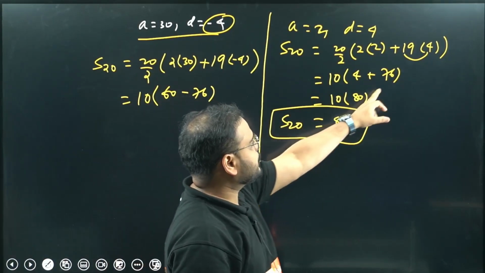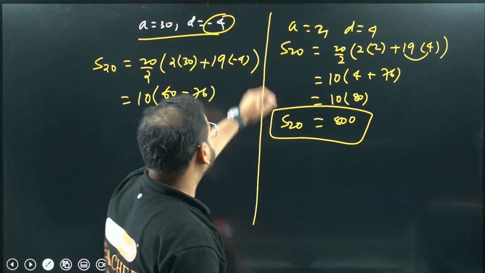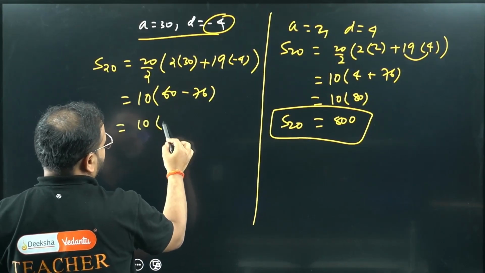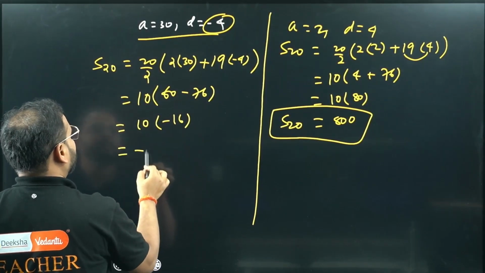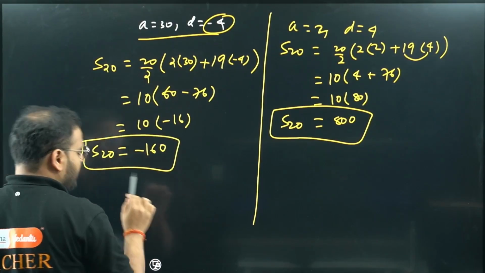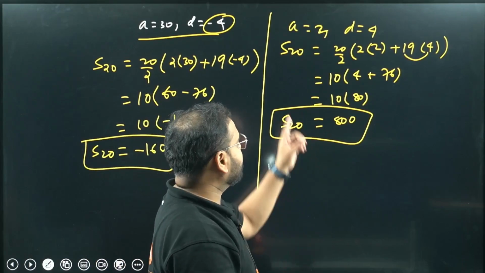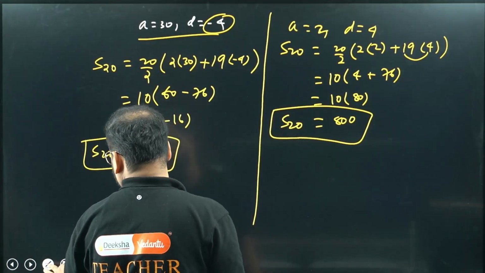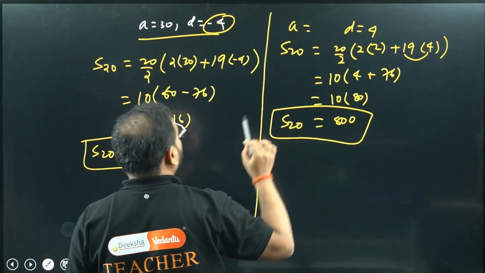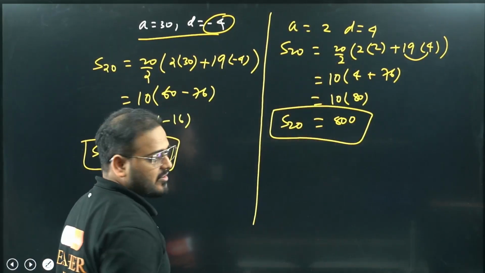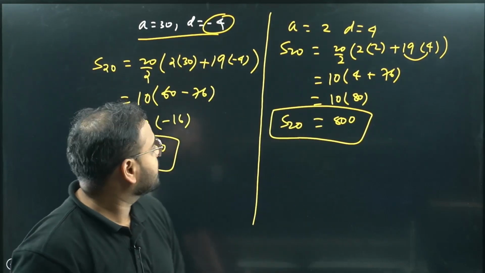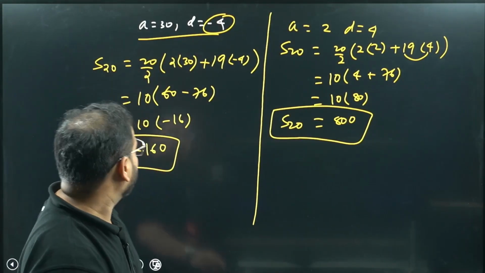Here it was plus 76 because 4 was positive. Here 4 is negative, so minus 76. 10 times minus 16, so minus 160 for S20. So the sum of first 20 terms for the combination 2 comma 4 is coming as 800, and for the combination 30 comma minus 4 is coming as minus 160.